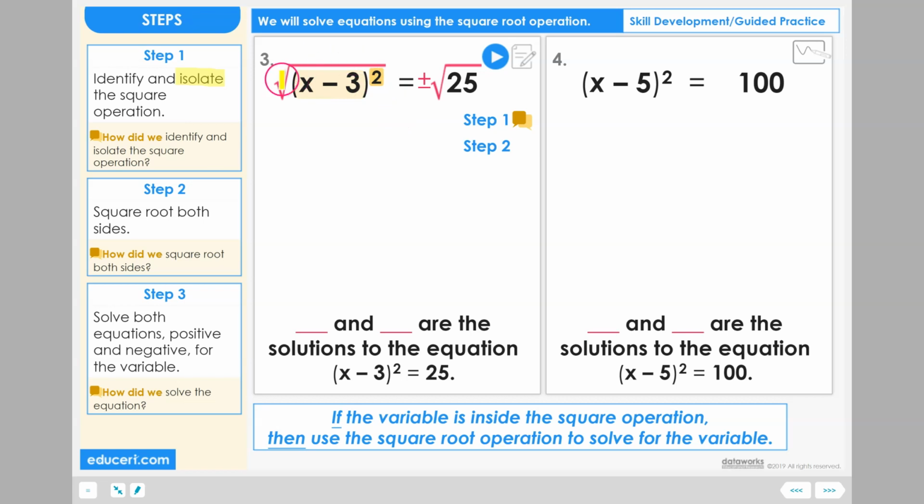Over here on the left side, we are square rooting a square expression. These are inverse operations, so the expression x minus 3 is left over on the left side of the equation. And that is equal to a positive and negative 5. How did we square root both sides?